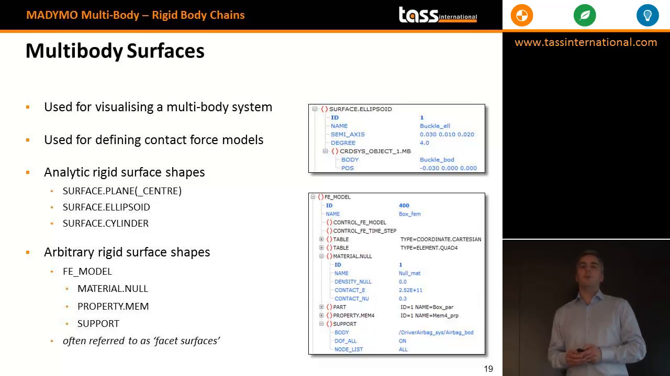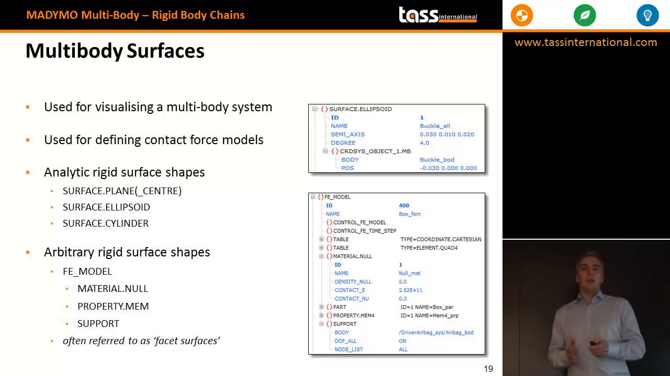Next we come to multi-body surfaces. Once you have defined your multi-body chain with bodies and joints, you can also give the system a geometry. Of course, that's very nice if you want to see your system in your post-processing, see what your system does. It's nice to not only look at coordinate systems, but also see some geometry.